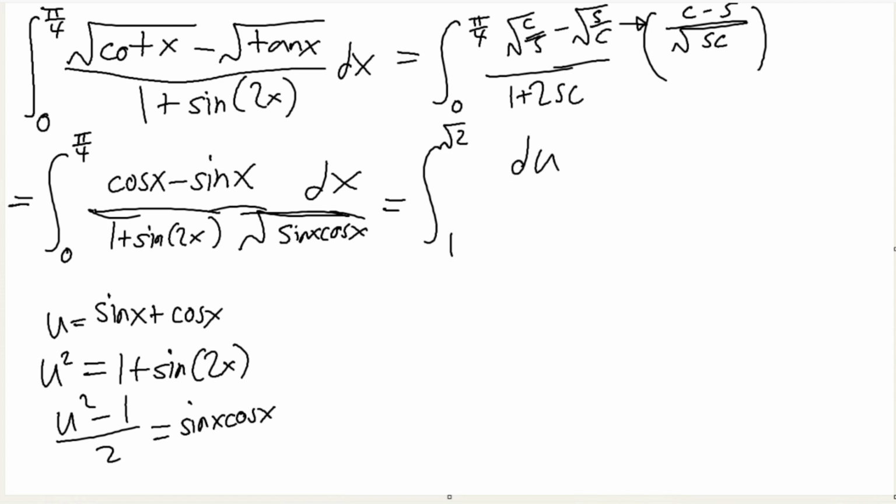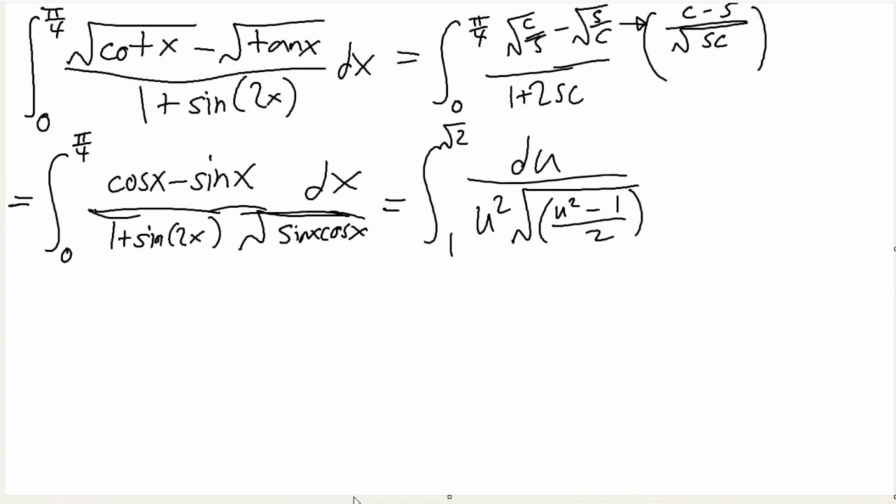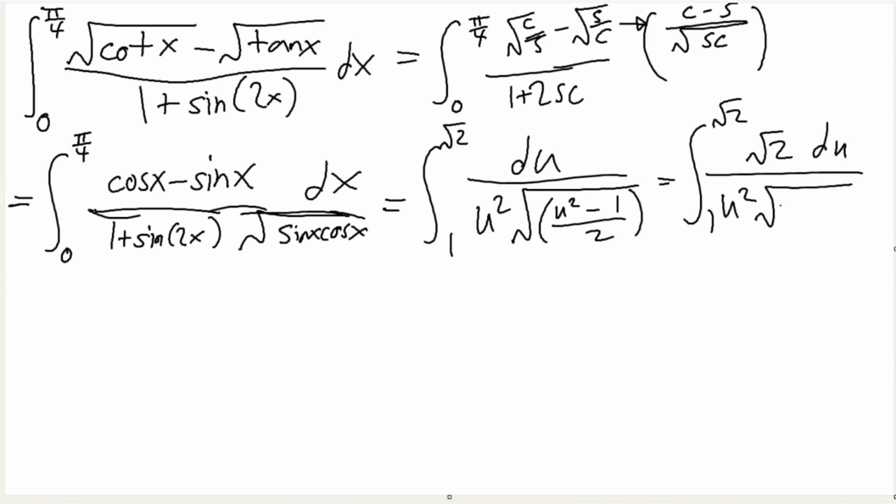So now we have our du, 1 plus sine 2x. This is u squared. But then what's in here? This is u squared minus 1 over 2. There you go. So now what? Now this root 2 gets to go on top. Root 2 du, u squared with square root of u squared minus 1. Ah! It's a trig sub. It is a trig sub.